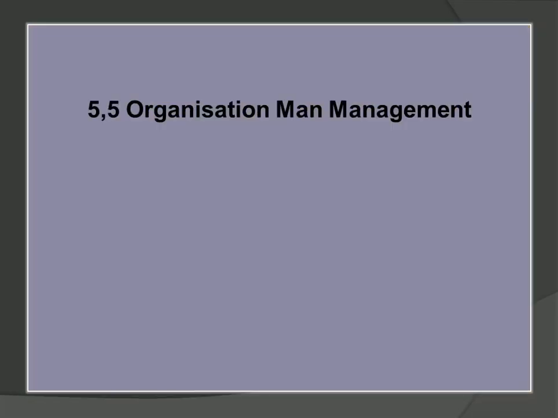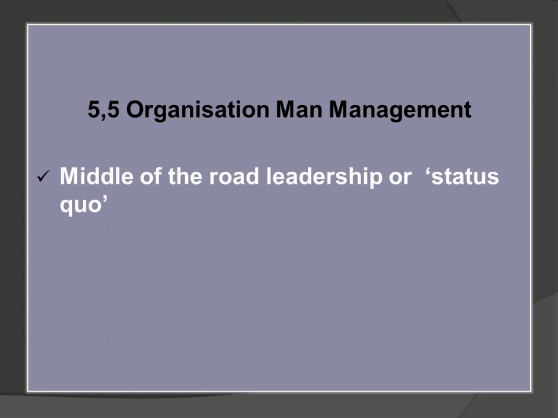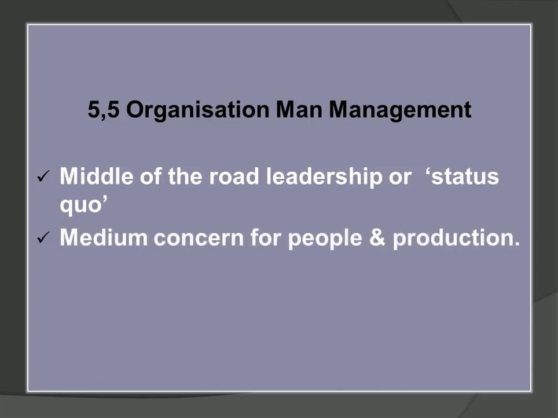Next is 5 on 5, that is the organization management. As I showed you in the grid, it is in the center of the grid, and it's often termed as middle of the road leadership or status quo. Leaders in this position have a medium concern for the people and a medium concern for the production as well. But they are not committed here. Neither do they have a high concern for the people, nor a low concern for the production.